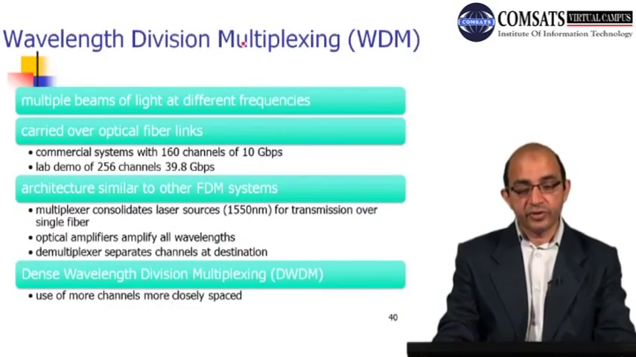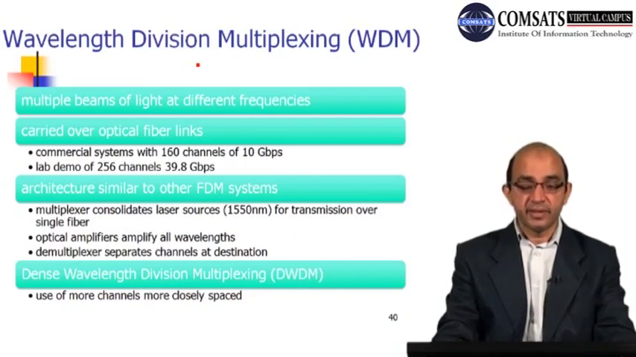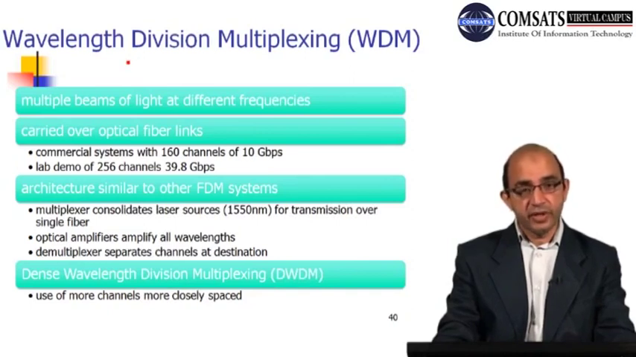We can also have wavelength division multiplexing. An example of WDM is multimode optical fiber transmission, where we can transmit light of different frequencies onto the optical fiber using wavelength division multiplexing. So that's all for today's lecture.